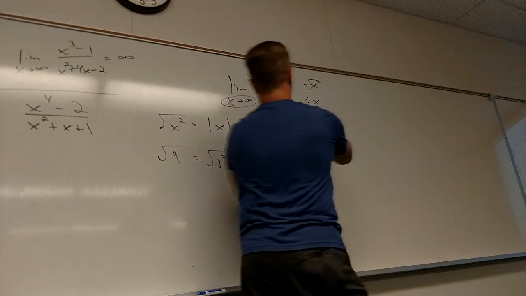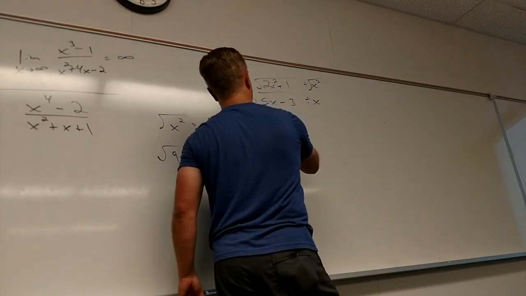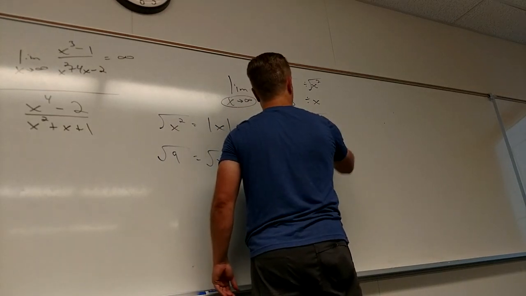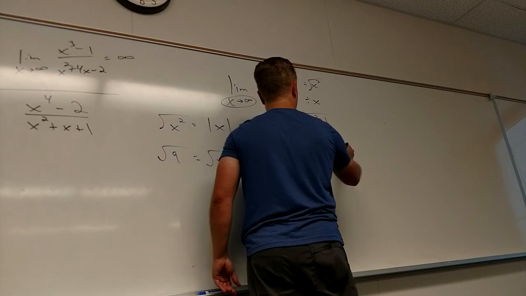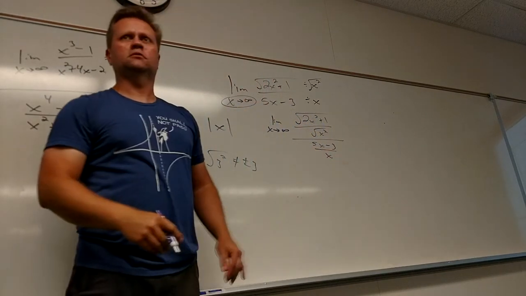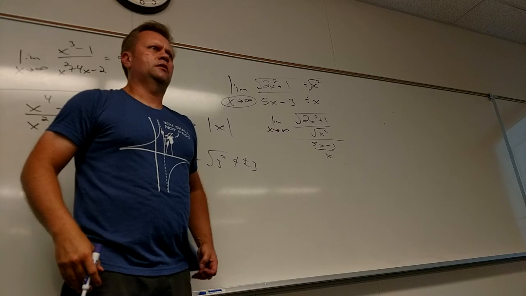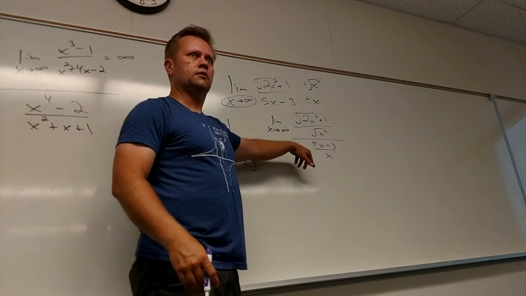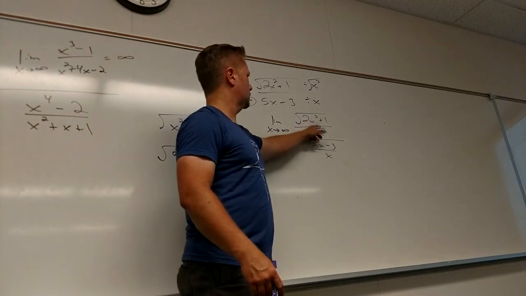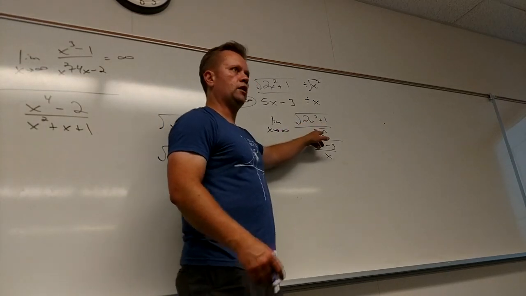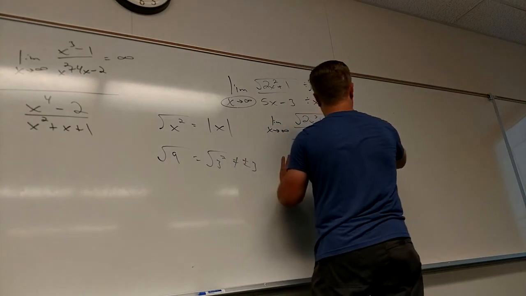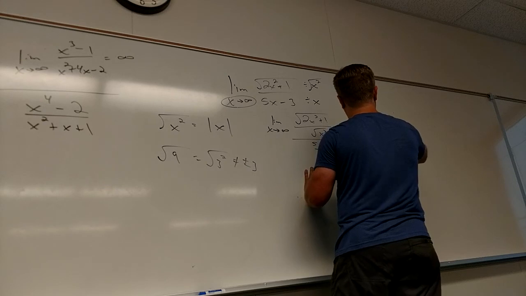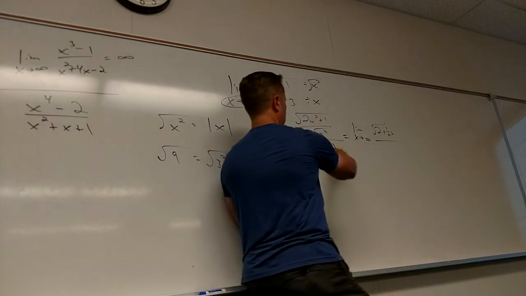Help me out. So if I write this down, where is it? I don't know, is that better? These are the same thing. Is that cool? I'm just seeing if that's better, because now you can just see how those cancel. That's 1 over x squared. So you get the square root of 2 plus 1 over x squared over 5 minus 3 over x.